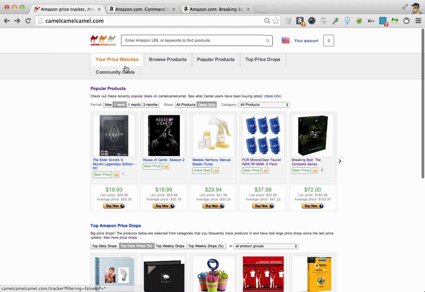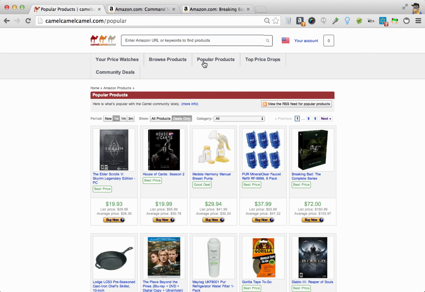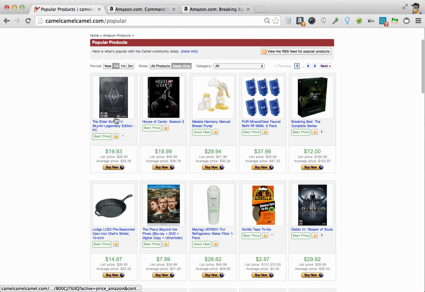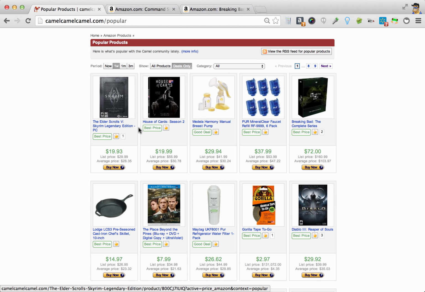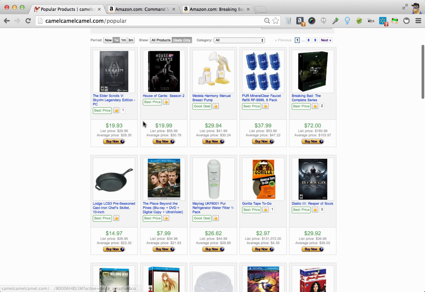All right. Now they have other things up here. They have your price watches. You can set up price alerts and all that stuff. You can just kind of browse products. They're going to have popular, which can be a good hint. If it's popular because other people are buying it, it might be because it's a very hot price. So we looked at Breaking Bad already.